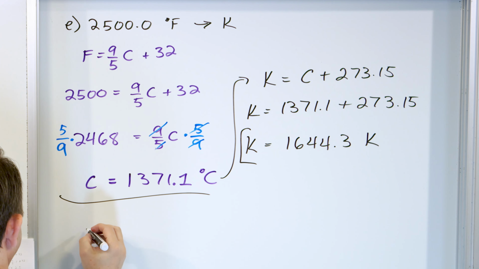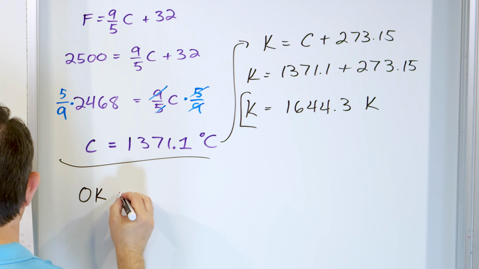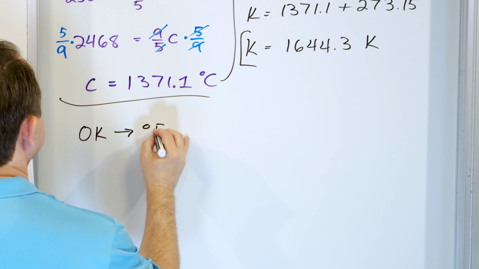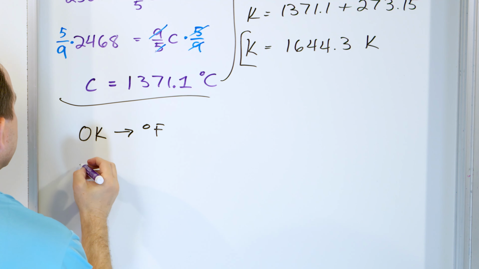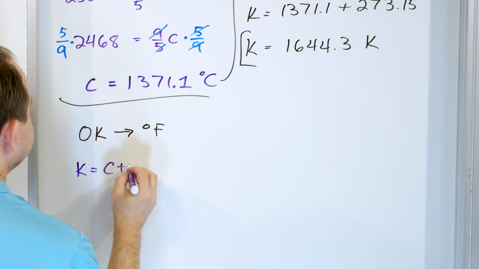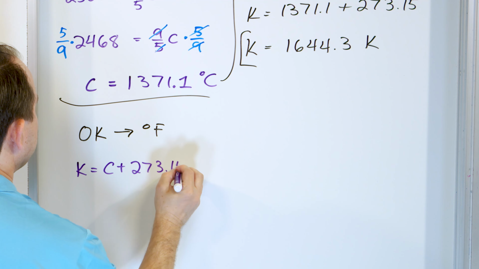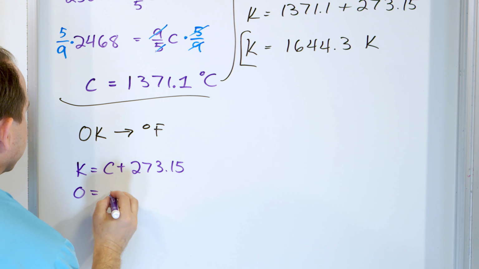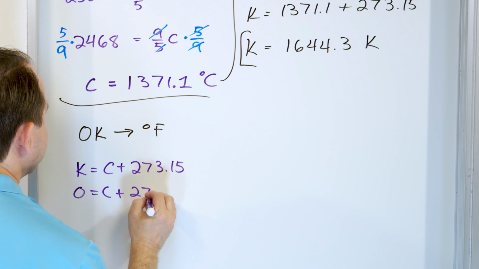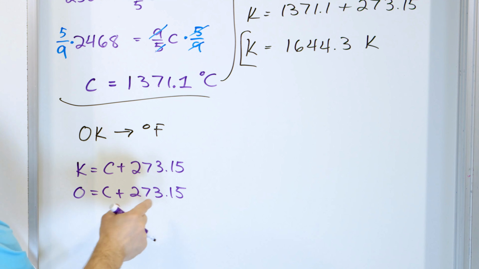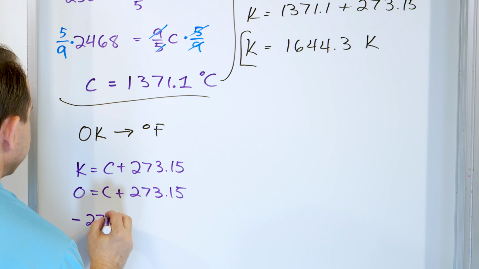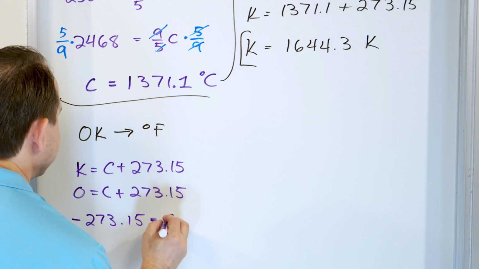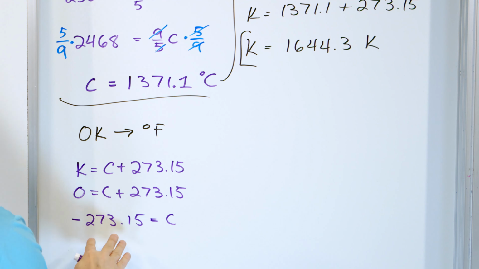All right, here's our last problem. 0 Kelvin. Let's convert that to Fahrenheit. We can't go from Kelvin directly to Fahrenheit. We just know that the Kelvin temperature is equal to the Celsius temperature plus 273.15. If it's 0 Kelvin, 0 goes here. Then we have Celsius plus 273.15. If you subtract this from both sides, it's 0 minus this, so it's going to be negative 273.15. That is the degrees Celsius. So 0 Kelvin is equal to negative 273.15.